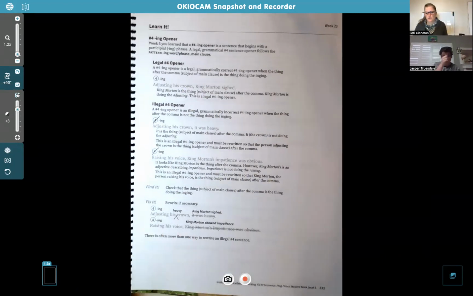All right, this is page 133. So we're talking about the ing opener, which is the number 4. We've talked about this before, but there's a few things to be aware of as you're looking for those openers and as you're using them in your writing.